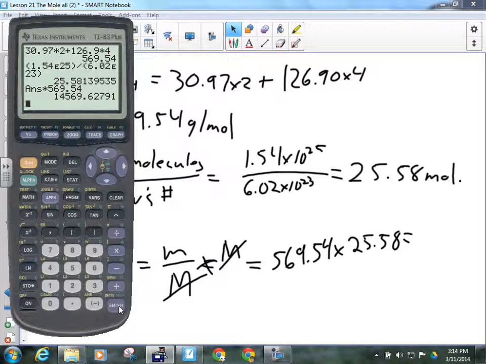Is that a lot? Yeah, that's 14.5 kilos of this stuff. Okay, so it's quite a bit. If you're looking at that in pounds, you'd be looking at close to 30 pounds. Close to 30 pounds of this stuff.